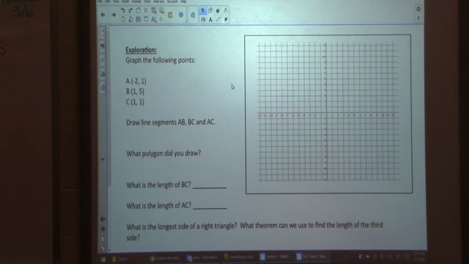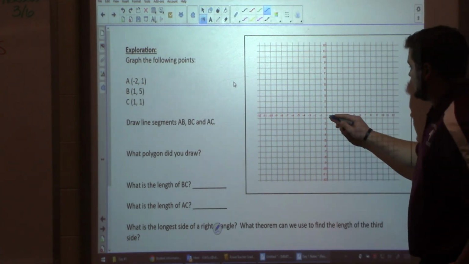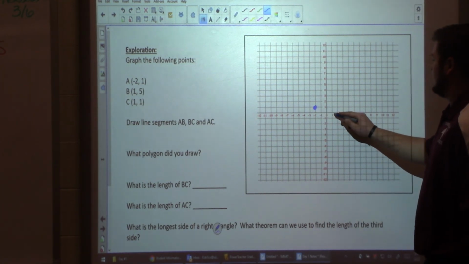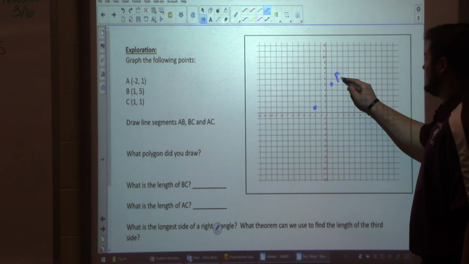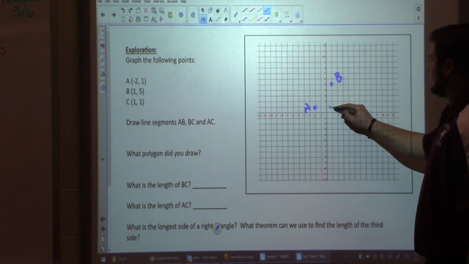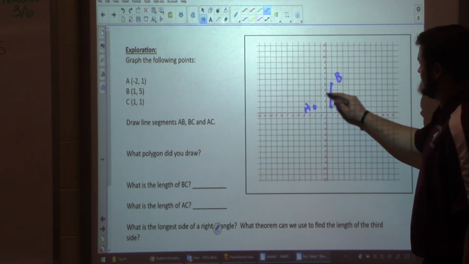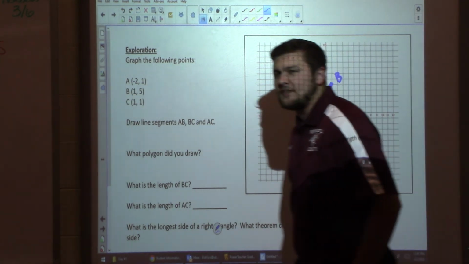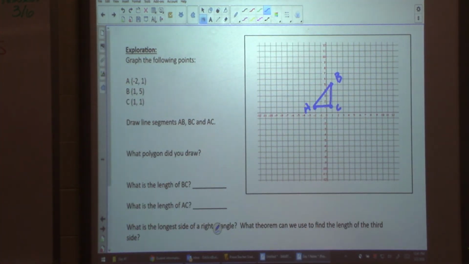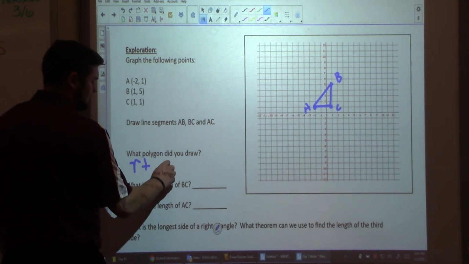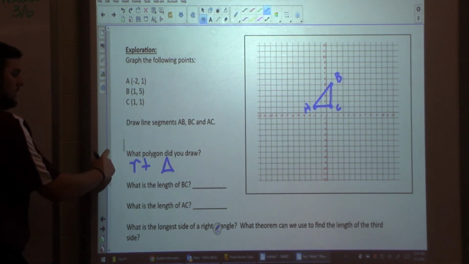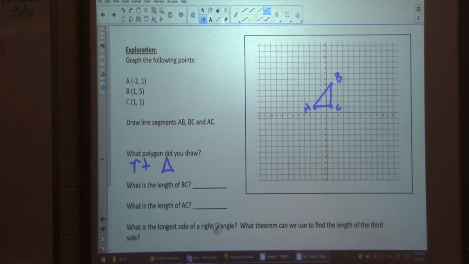Okay, so graph the following points. -2, 1, 1, 5, that's B. Alright, so if you graph them, what type of shape did you get? A triangle. Not just a triangle, but a right triangle. Very good. So we'll probably draw a right triangle. Sweet. What'd you get for a length of BC then?